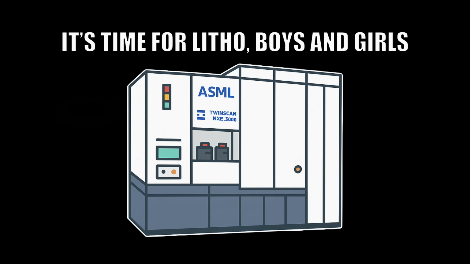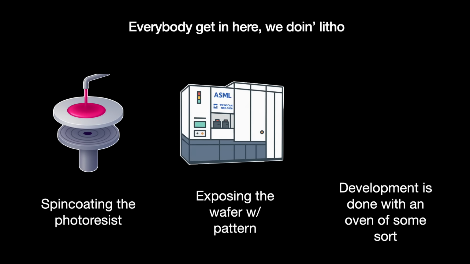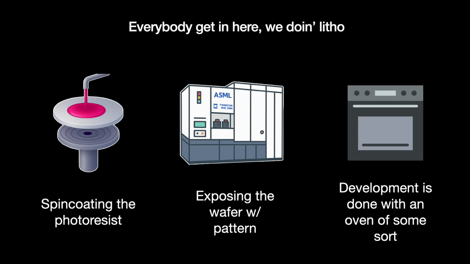The fab applies a light-sensitive chemical called a photoresist onto the wafer. Then an expensive lithography machine exposes an image of a photomask onto it. The latent image exposure is then developed using a post-exposure bake or something like that, depending on the photoresist.